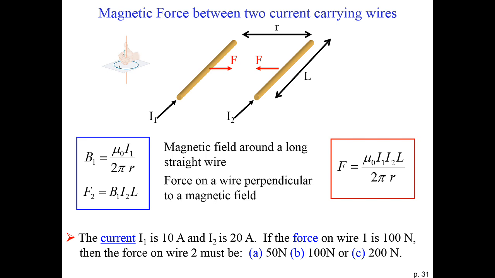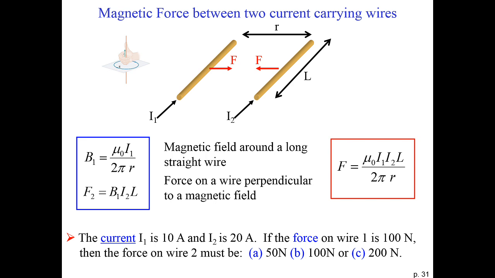So we know the current and the length, so that's good, but we also need to find the magnetic field generated by wire 1. A straight wire generates a magnetic field that is mu naught times the current of 1 divided by 2 pi r, where r here is going to be the distance between the wires. So the critical question here, though, is what is the direction that the force faces?